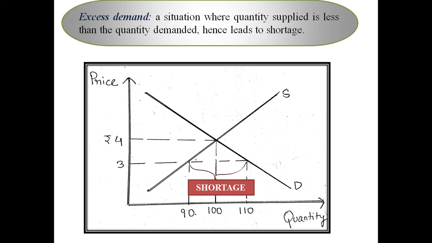With too many buyers chasing too few goods, sellers can respond to it by increasing prices. दोबारा अगर प्राइस इंक्रीज होगा तो डिमांड कम हो जाएगा और सप्लाई इंक्रीज हो जाएगा. Then we will again reach our equilibrium level. Once again there is a movement along the supply and demand curve.